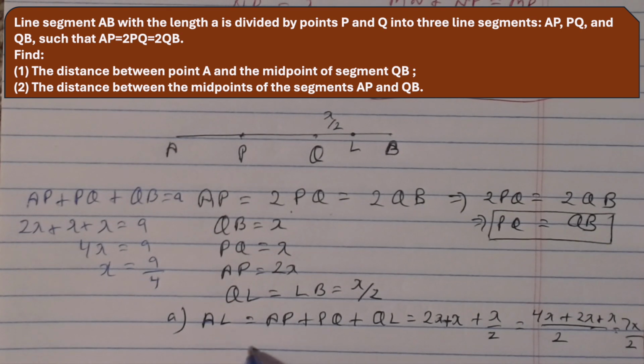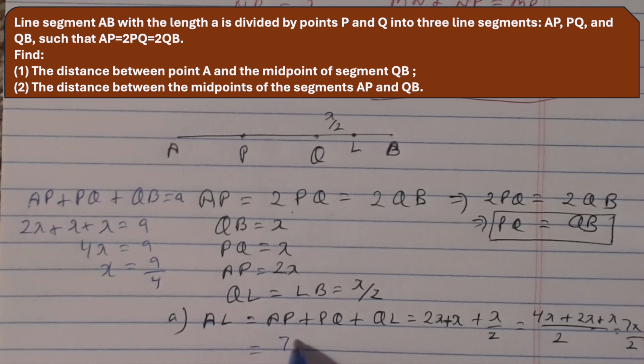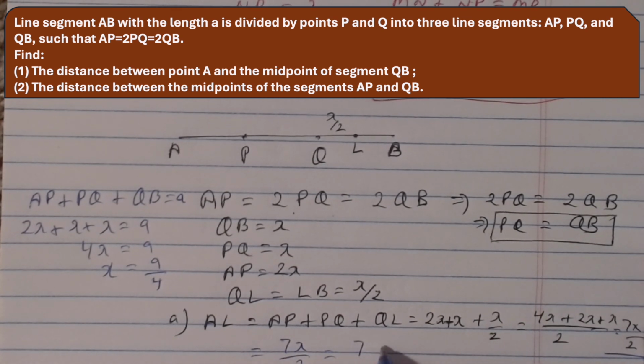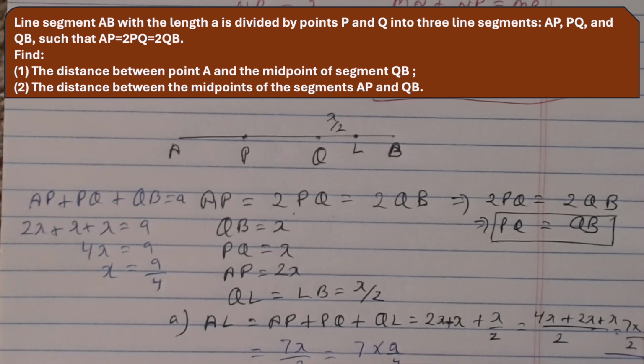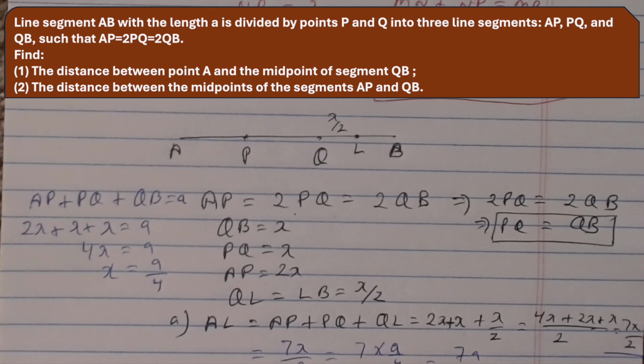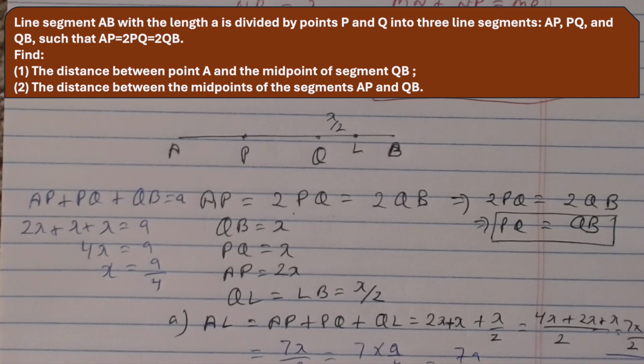So AL will be 7x by 2. We found it 7x by 2. So it will be 7 into a by 4, by 2. If you simplify it, it will become 7a by 8. So this is AL. That is the first part of the question.